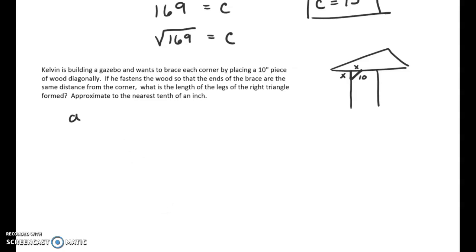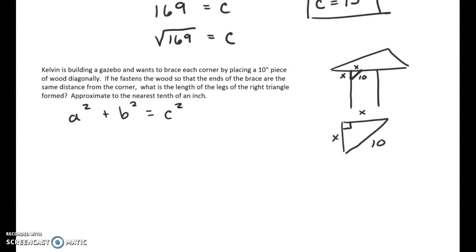So we're going to take our a squared plus b squared equals c squared. This time we know the long side, the 10, that's the hypotenuse. So let me draw it a little bit bigger. You have this triangle, here's the 10, here's the right angle. This is x and this is x. Okay, so those distances are supposed to be the same.